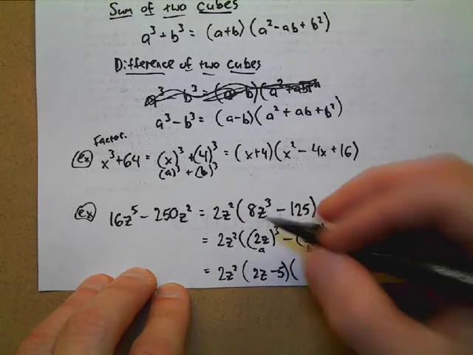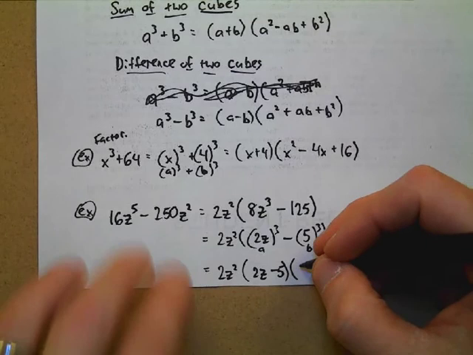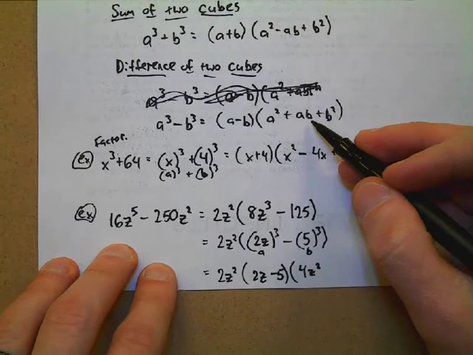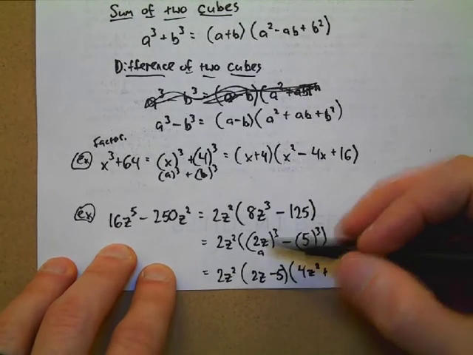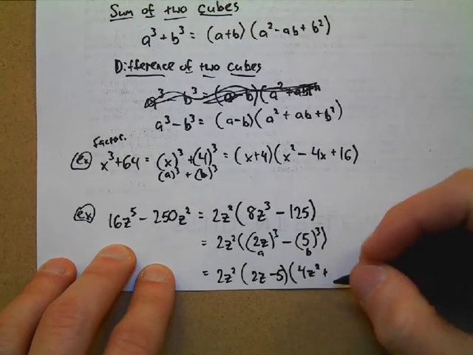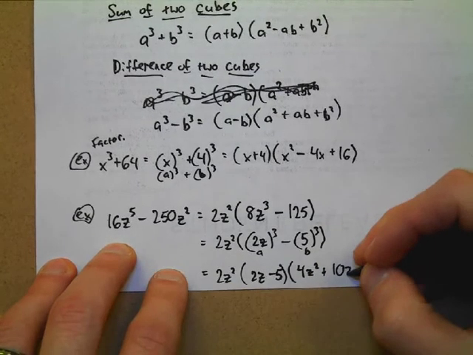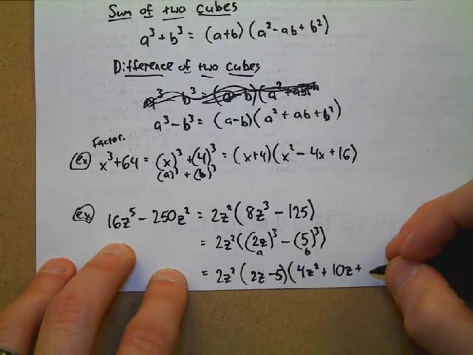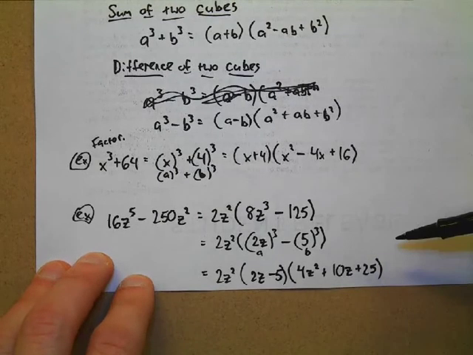If 2z is A, what would A squared be? Sorry, go ahead. 4z squared, exactly right. Okay. AB is our next term, so plus A times B. A is 2z, B is 5, so what's AB going to be? 10z, yep. And then B squared, well, if B is 5, what will B squared be? 25. Okay. Whew. And then we're done.